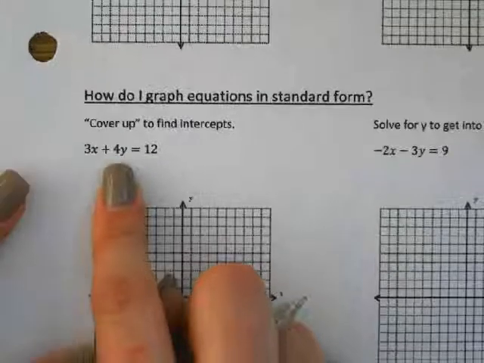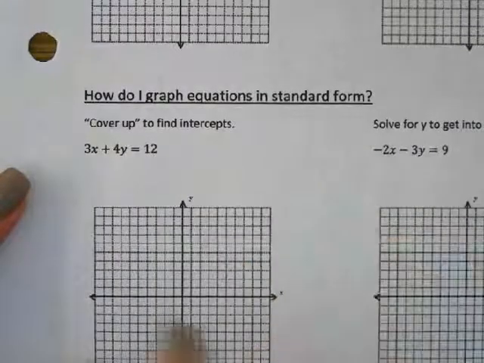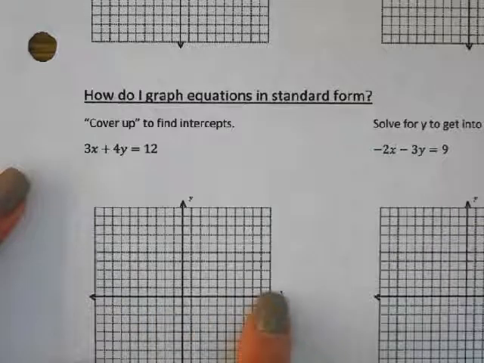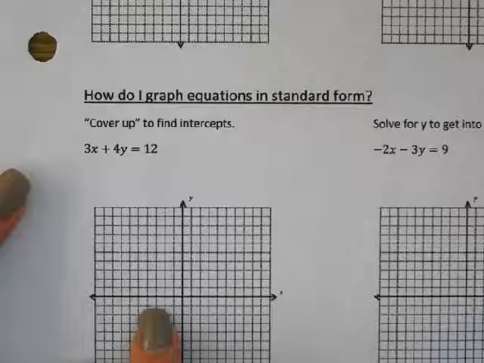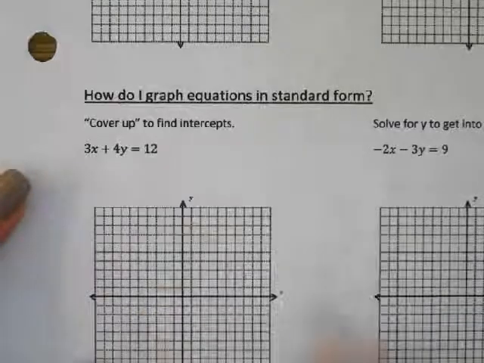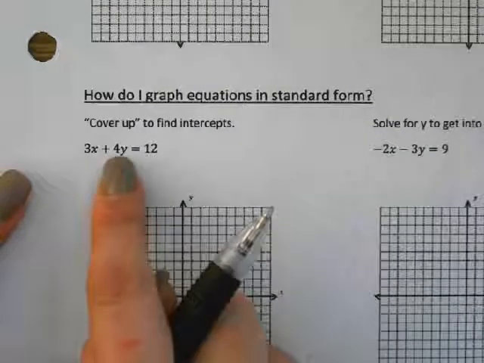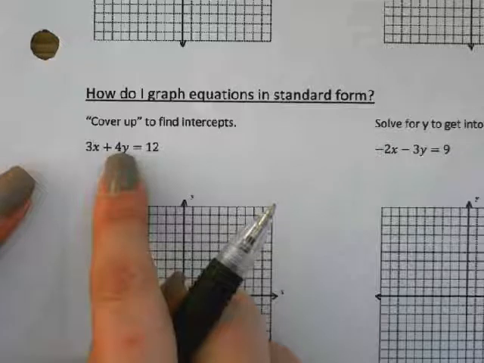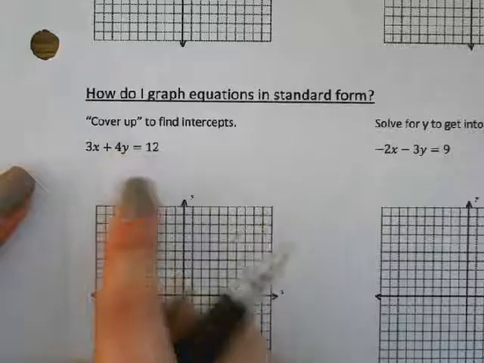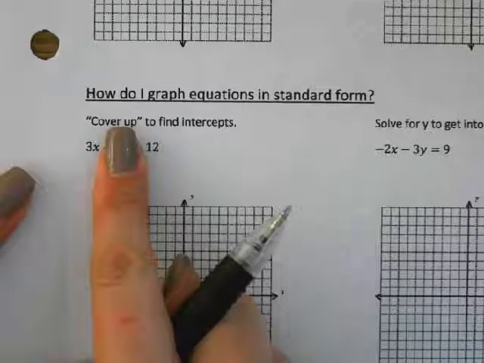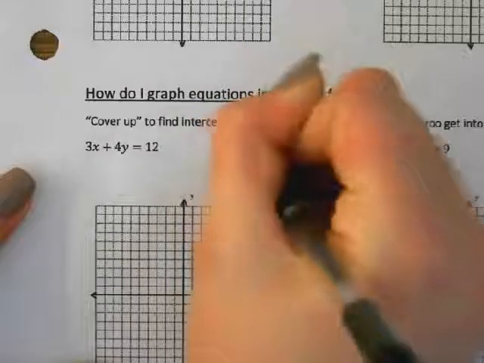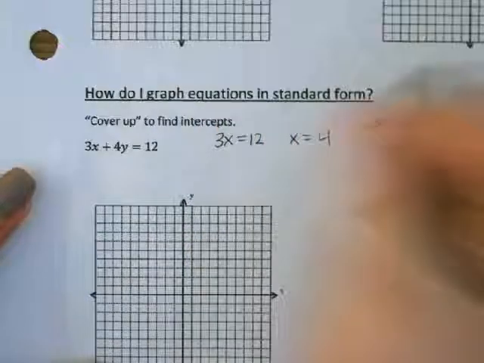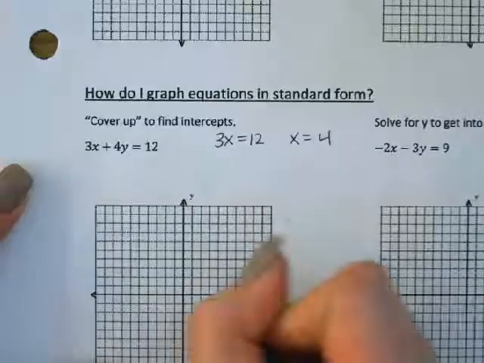So if you think about it, if you're looking at a point that is on the x-axis, what is the y-coordinate on the x-axis? What's the y value of a point that's on the x-axis? 0, right? It's 0. So the cover-up method says if I'm looking for the x-intercept, I would plug 0 in for y. What is 4 times 0? 0. So I would cover this up, and I'm going to solve the equation 3x equals 12. So 3x equals 12. What does x equal? 4. So that means that the x-intercept is 4.